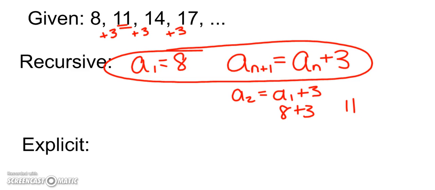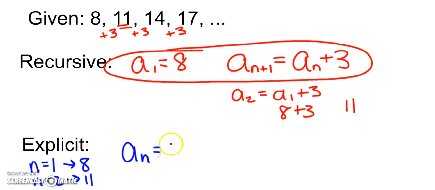Explicitly is going to take a little bit more work. So we know that we have this common difference of 3, right? We're adding 3 every time, or if you go down, you're subtracting 3 every time. So adding 3 each time, but we're starting with 8. So when n equals 1, we need to get an answer of 8. When n equals 2, we need to get an answer of 11. Well, we know that our difference, like I said, is going to be equal to 3.